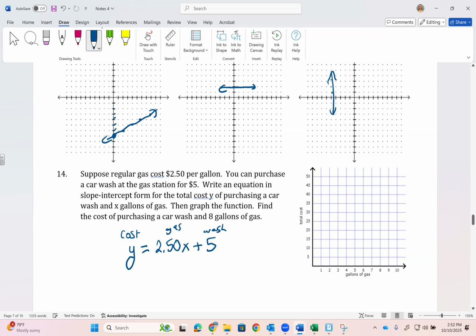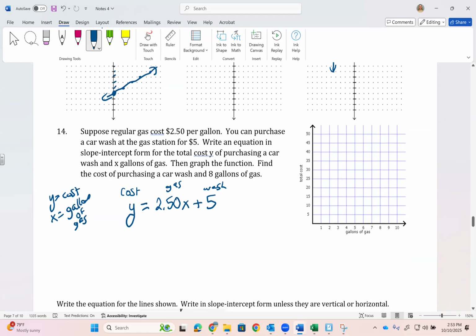And so this is gas. So the y equals the cost, x equals gallons of gas. And then we can graph this, okay? So let's do this. If you buy 0 gallons of gas, you would do 2.5 times 0 and add 5. That would be 0 plus 5 or 5. If you buy 1 gallon of gas, it's going to be 2.50 times 1, so that'd be 7.50.